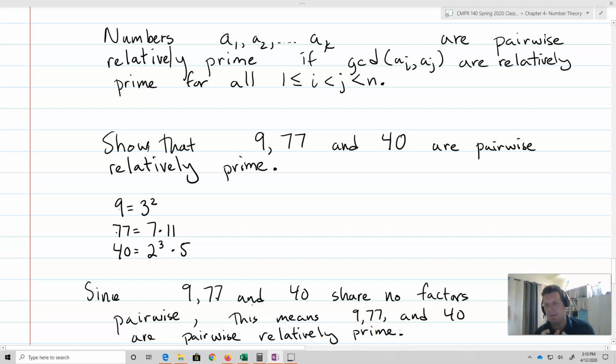We have this definition because sometimes we actually want to look at a whole set or group of numbers. All right, this is going to come up later on when we look at something called the Chinese remainder theorem. We may want to look at a group of numbers or a set of numbers and ask ourselves whether or not they are all relatively prime compared to each other. And if they are, then we end up with things that are pairwise relatively prime, and they have some very special characteristics.